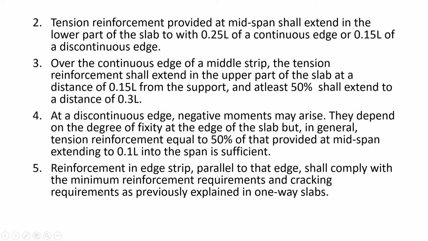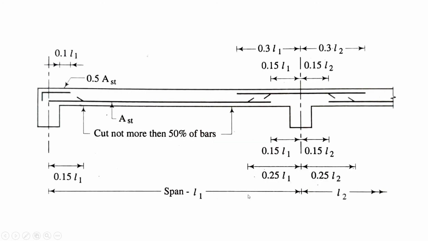And the fifth point says that the reinforcement in the edge strip parallel to that edge shall comply with the minimum reinforcement requirements and cracking requirements as previously explained in the one-way slab. As I told you, at the continuous support, in the edge we provide the reinforcement as per the negative bending moment that is generated at that continuous support. But in the case of the discontinuous support, at the edges we will provide the minimum reinforcement.